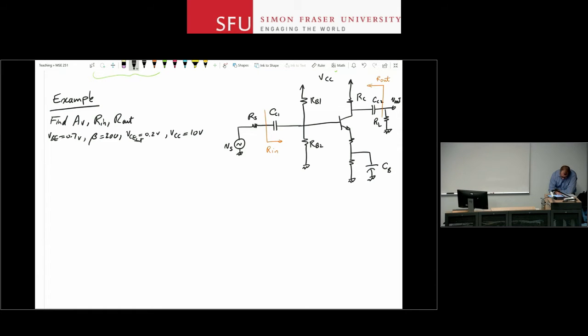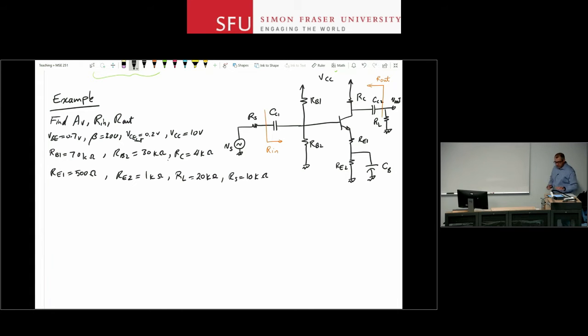VCC is 10 volts, RB1 is 70 kilo ohms, RB2 is 30 kilo ohms, RC is 4 kilo ohms, RE1 is this guy up here, RE2 is the guy down there, is 500 ohms, RE2 is 1 kilo ohms, RL is 20 kilo ohms, and RS is 10 kilo ohms.